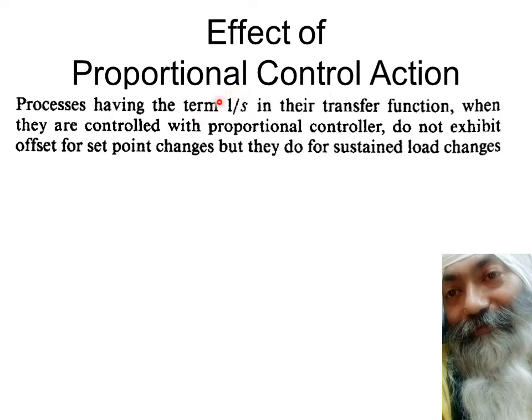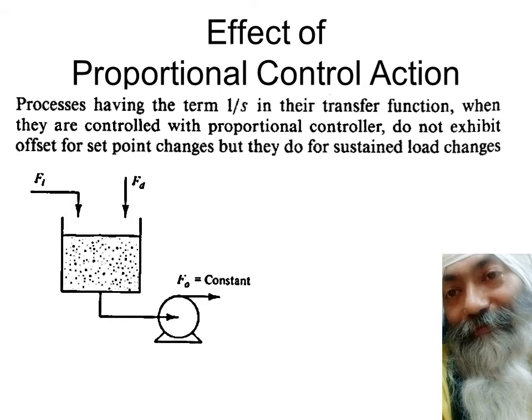The process is not having this term 1 by s. And if you remember, we had a kind of process where the flow was fixed by a pump, a fixed discharge pump. So those kind of processes had their transfer function given by Gp is equal to 1 upon As, where A is the area of cross section. So these are the kind of processes where proportional control alone will be able to remove the offset and will not follow this rule, specifically in set point changes. So let's see this one by one.